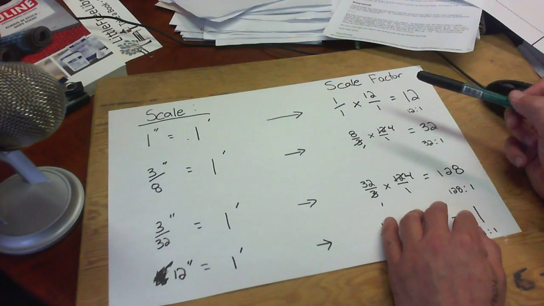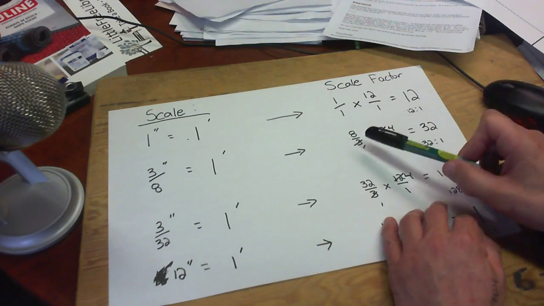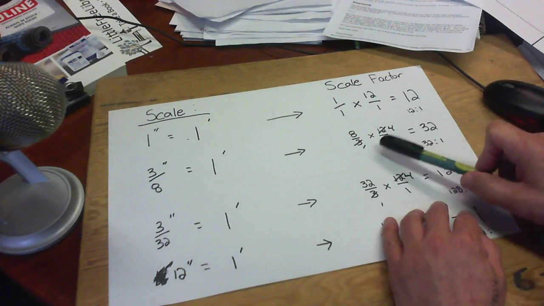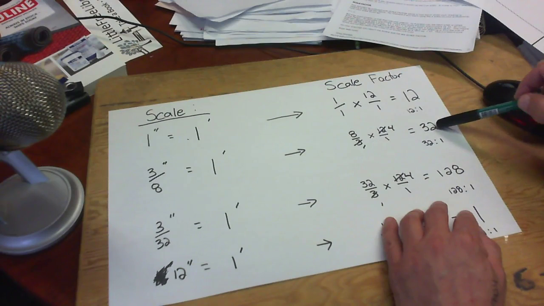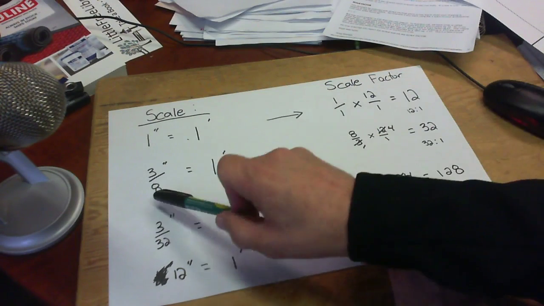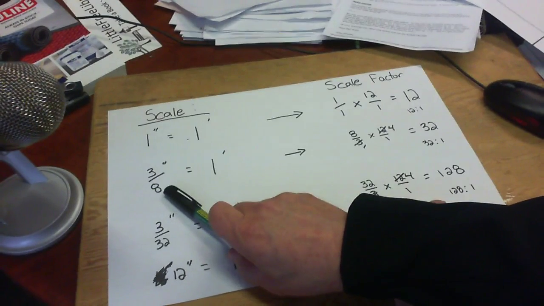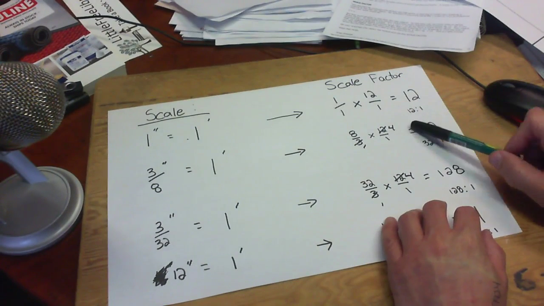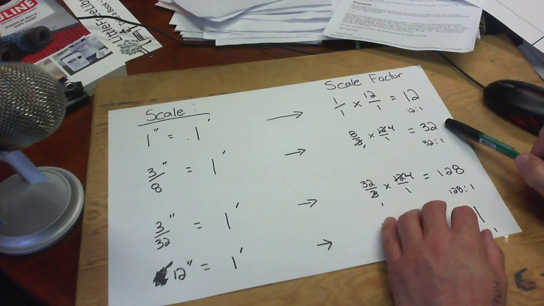So 3 goes into itself once, goes into 12 4 times. If I multiply top times top, bottom times bottom, now I get 32. So my scale factor is actually 32. So if I'm drawing and using a 3/8 scale, what it actually means is that my drawing is 1/32 of my real object, or my real object is 32 times more. Okay?